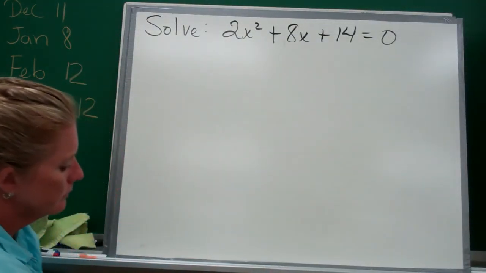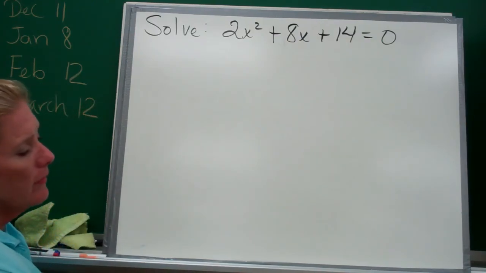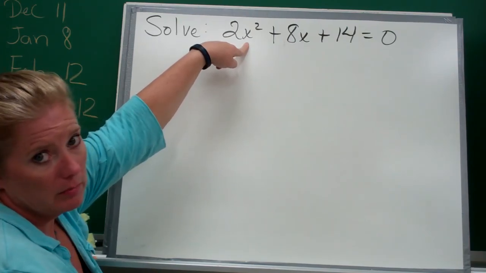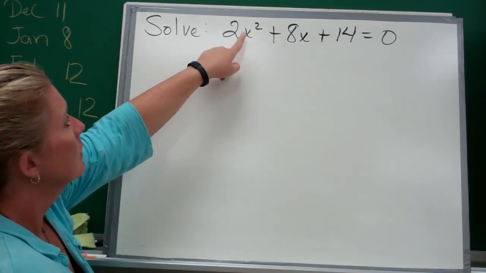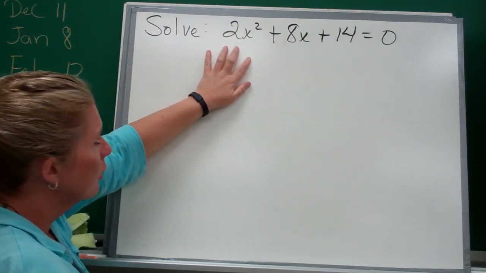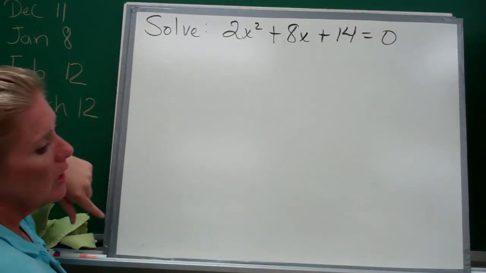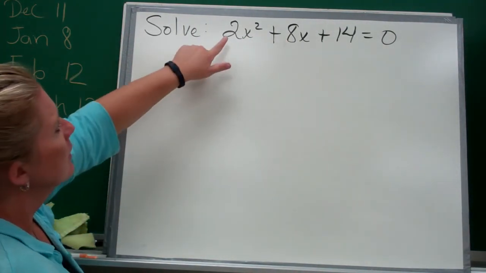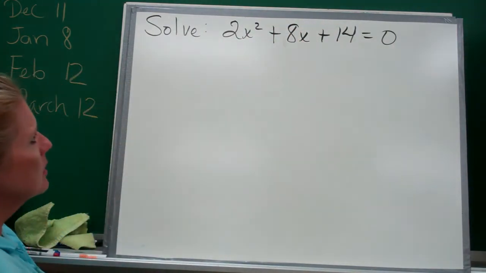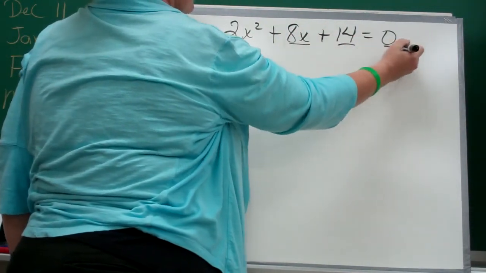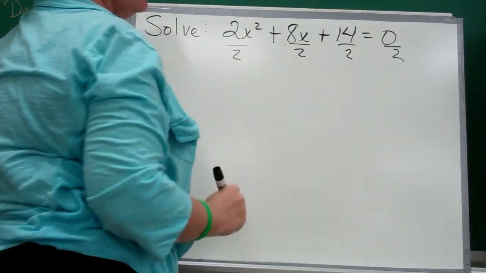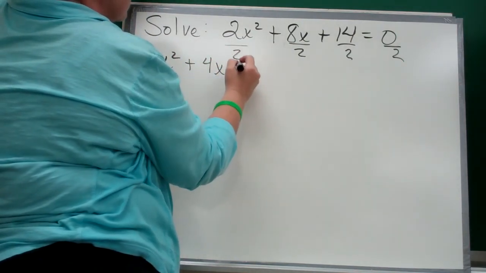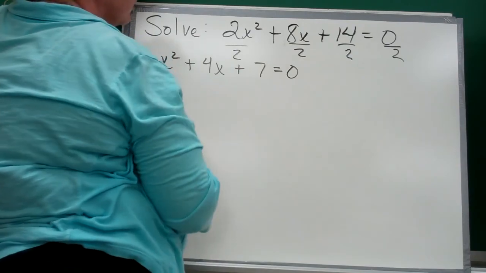Let's do another one. Now, one thing with completing the square, we want x squared to be by itself. So if there's a 2 or something in front of it, we need to factor and divide. Fortunately, with this one, 2 is the greatest common factor, so we would divide by 2 on all of these things anyway in solving. So that's going to leave us with x squared plus 4x plus 7 equals 0.